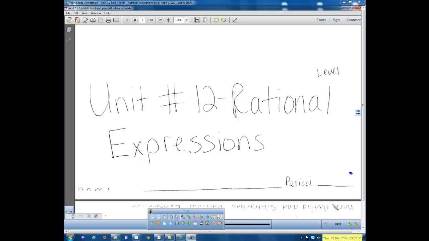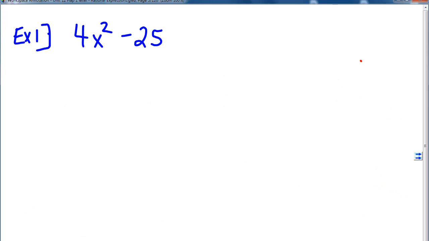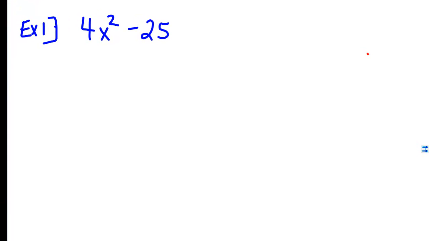We begin Unit 12, Rational Expressions, with Flap 1 in our foldable. Flap 1 covers factoring quadratics. We covered this back in Unit number 5, so if you need more help, go back to that foldable and re-look at it. Example 1, 4x squared minus 25.